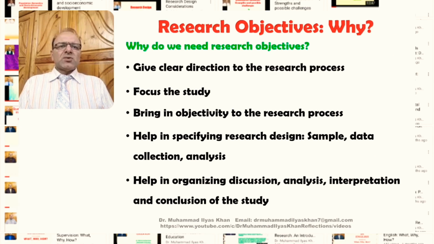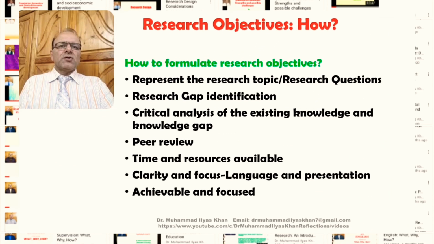So why do we need research objectives? As was the case with research questions and research hypotheses, research objectives are needed because they help us give clear direction to the research process. They help us in focusing our study and bring objectivity to the research process, so we are not moving here and there in all directions. We remain objective and we get focus in terms of exploring our research questions and hypotheses. They help in specifying the research design as well, that is, the kind of sample that we should have, data collection and analysis. And they help in organizing our discussion, analysis, interpretation, and conclusion of the research study.